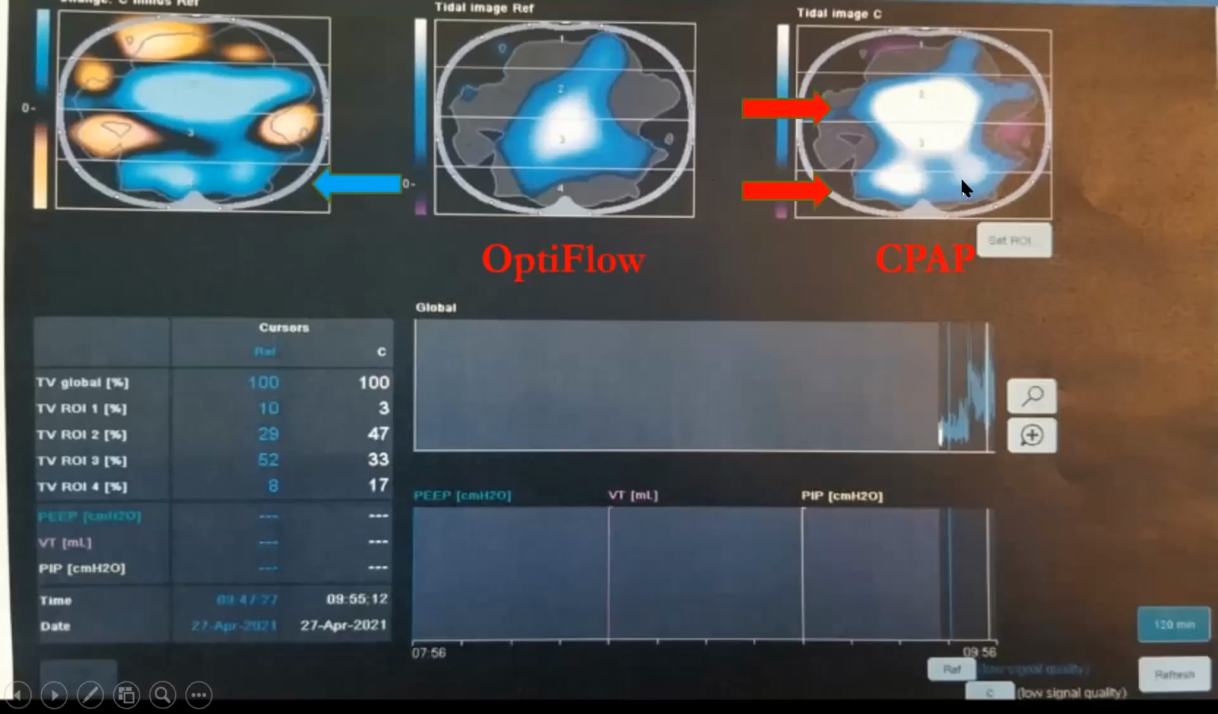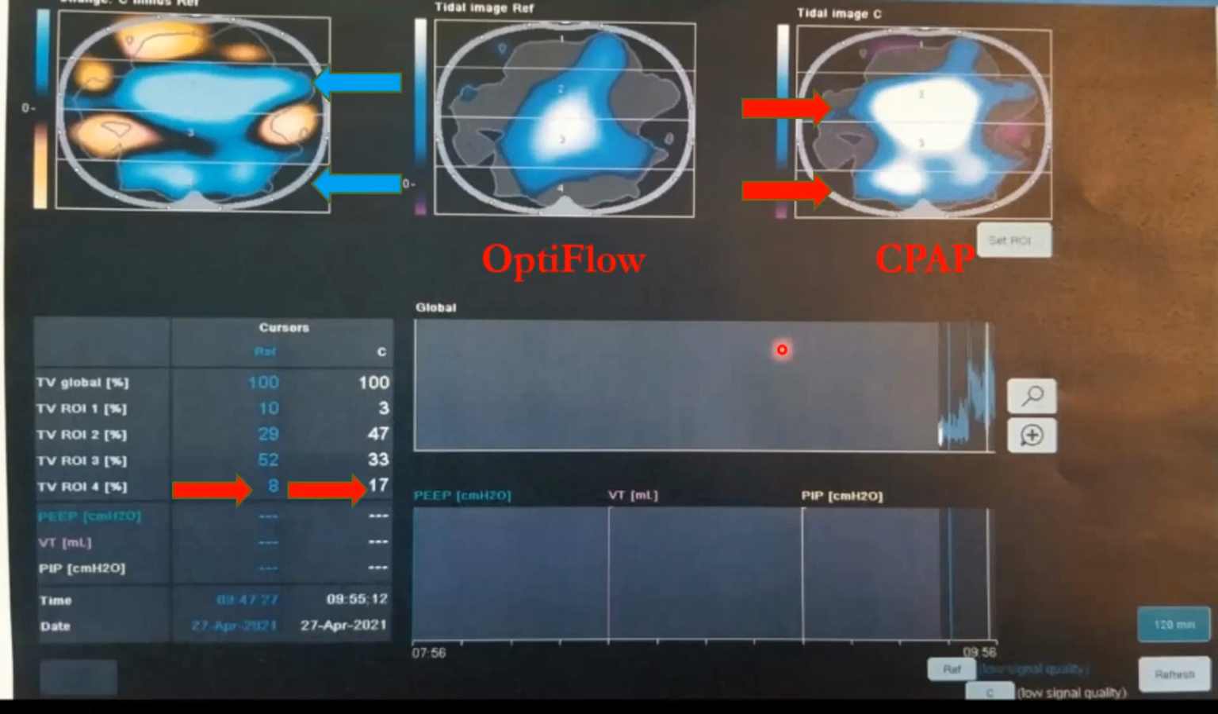This is represented, again, blue meaning gain. So there's a gain with the CPAP compared to the OptiFlow in these two regions. We're going from 8% at the dorsal region right up to 17%. And this occurs quite rapidly. We can see over here, this is 9:47 to 9:55. So this was almost immediate.